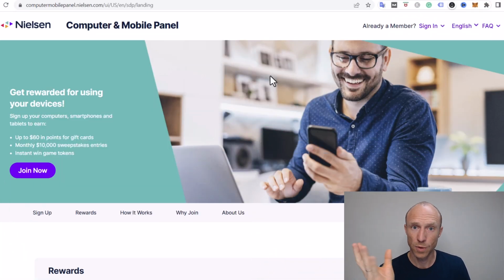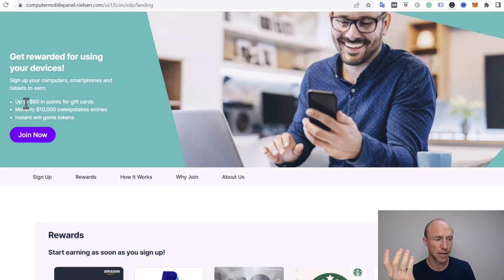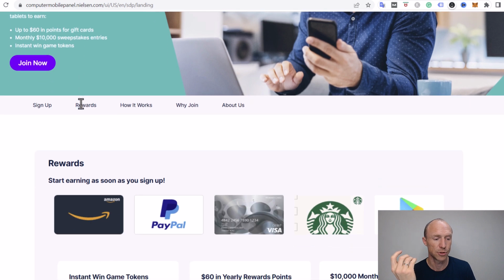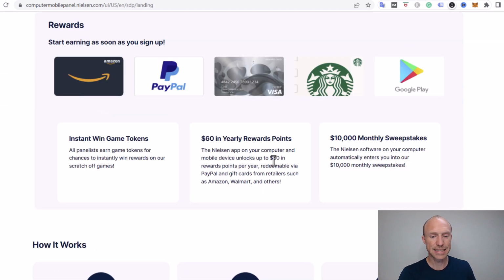So first of all, one thing that's important to understand is that how much you can earn will vary a lot from country to country. For example, if you look at the US website, you can earn up to $60 in points for gift cards. So then you would be able to get different gift cards. You can see examples of it here. And that would then be $60 in points per year for having it installed. So it's not something that will make you rich or anything like that. It's just a little bit extra on the side.